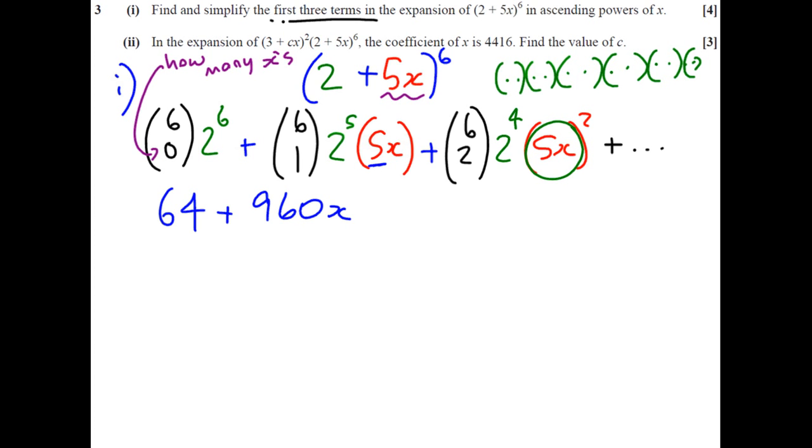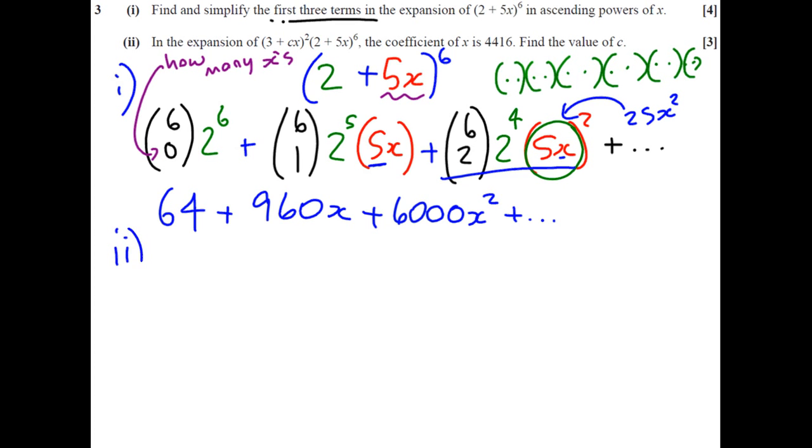Okay, the next one, you can actually just type this into your calculator apart from the x. So that x is going to be squared, so is the 5, so that's 25x squared. I'm going to put this into my calculator all in one go. So it's going to be 6 choose 2, times by 2 to the power of 4, times by 5 squared, or 25, gives you 6,000 x squared. Okay, first 3 terms simplified, done, 4 marks.